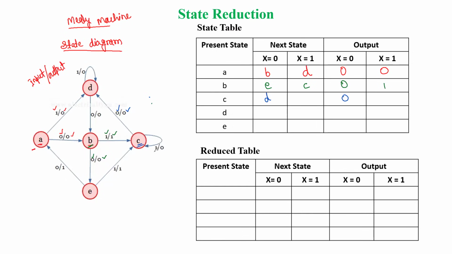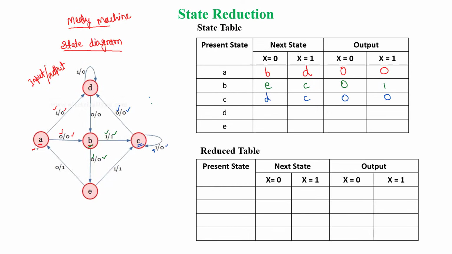Now here the input is 1. We are at C, input is 1. What is the next state? The next state is the same state, that's why we are writing C here. And the corresponding output is 0.